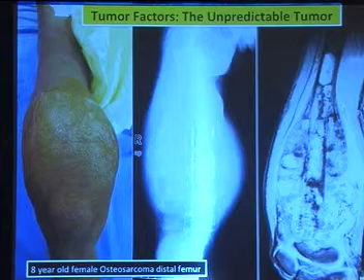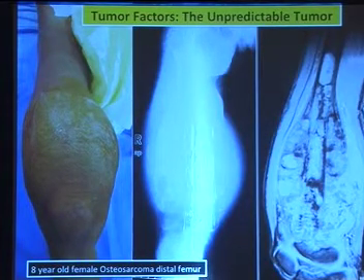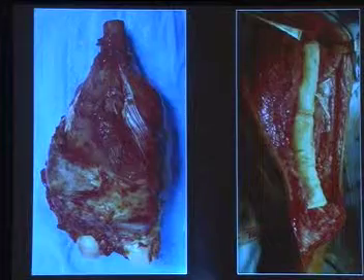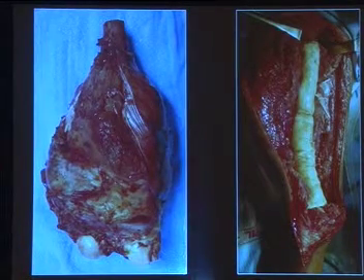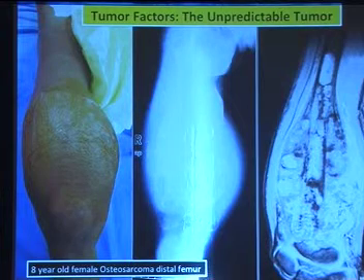Now, there are certain unpredictable tumors. This is an 8-year-old female with sarcoma of the distal end of femur, and the tumor was taken out, but we did not do a reconstruction. Why? Go back and you see this was a huge tumor.